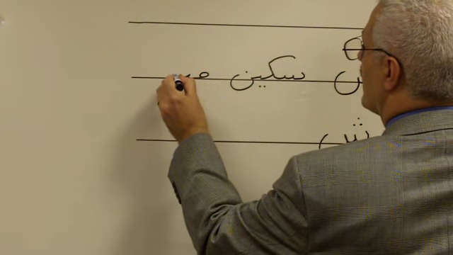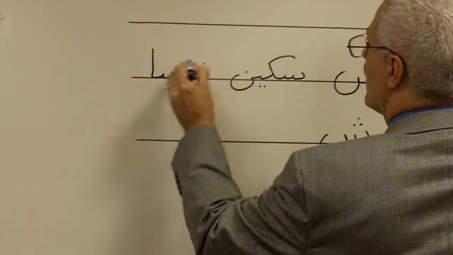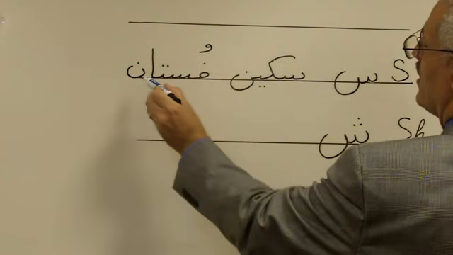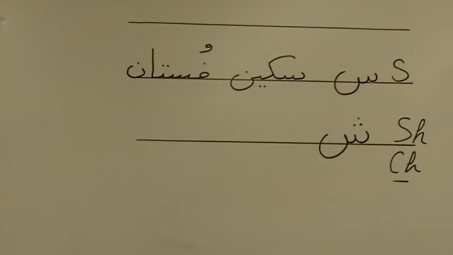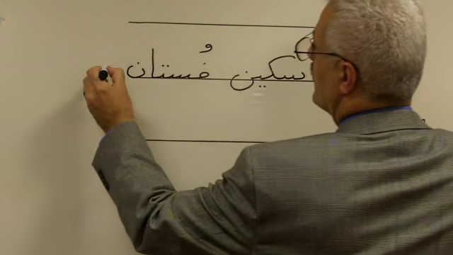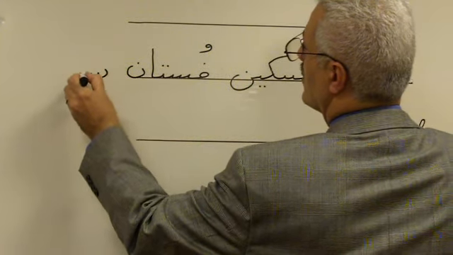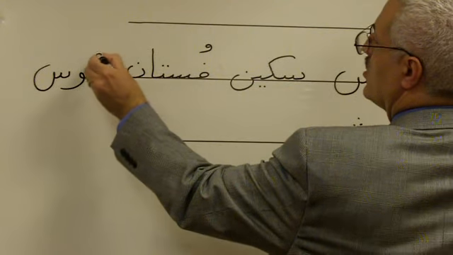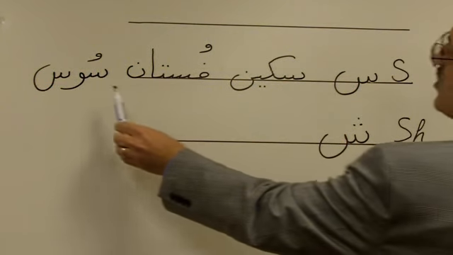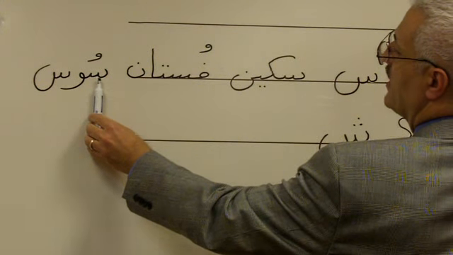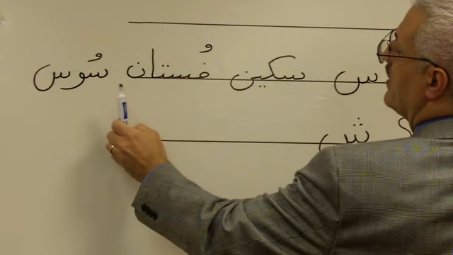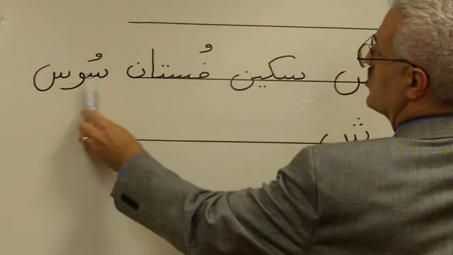This is the seen in the middle of the word, fustan. Fustan means a dress. And the third word is sus. So now this word has seen in the beginning and the end. So you see how it looks in the beginning and the end. And that means licorice. Sus.